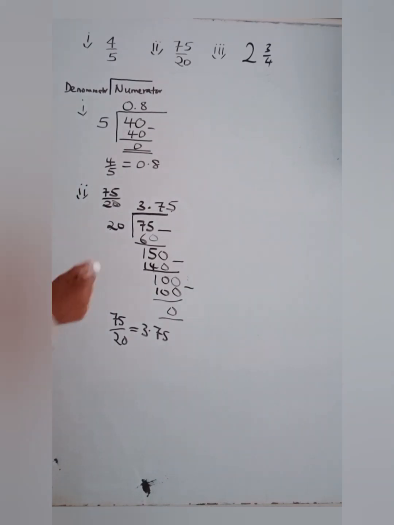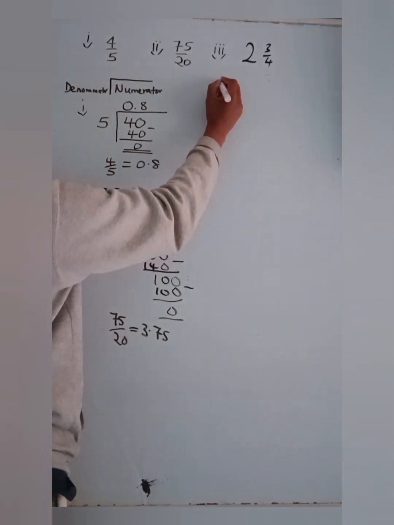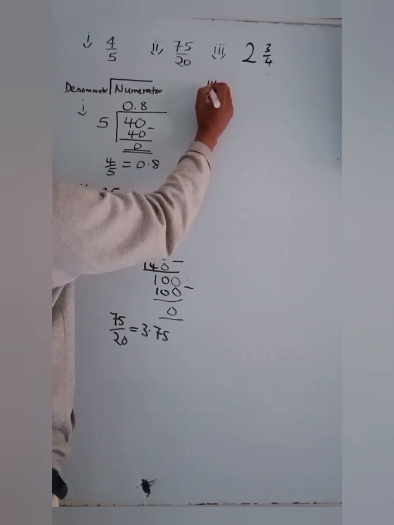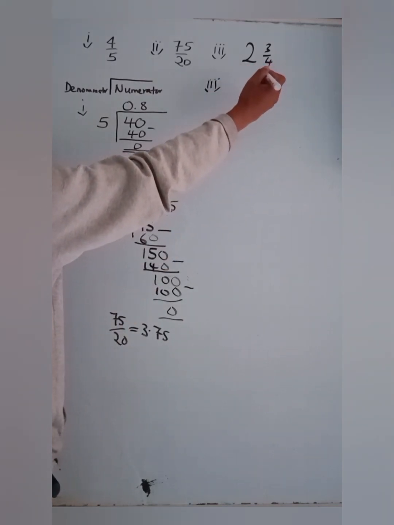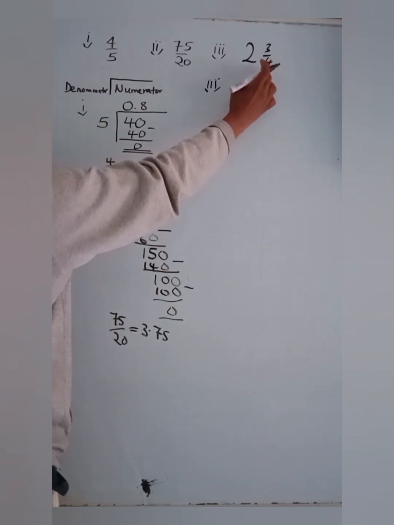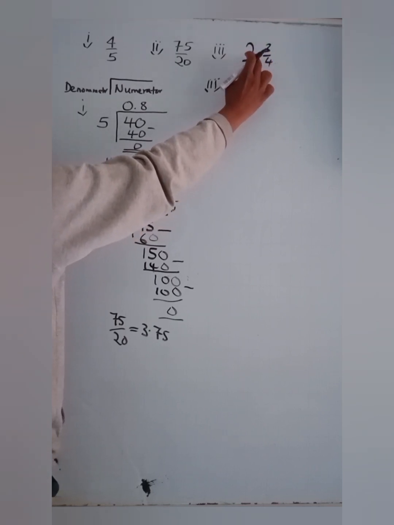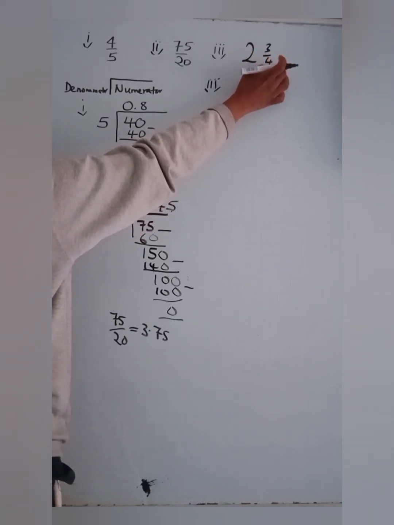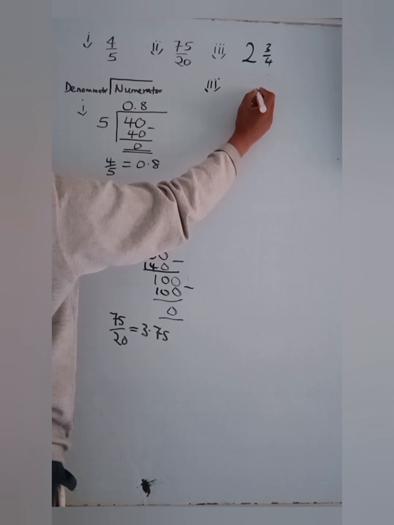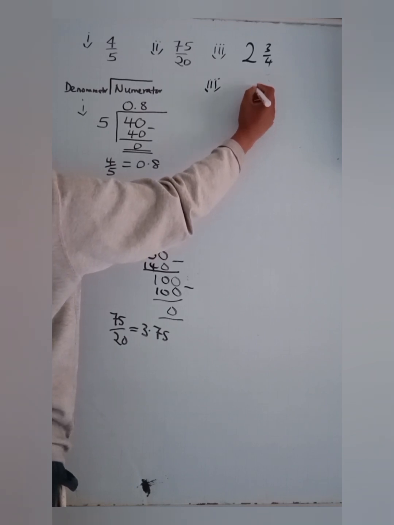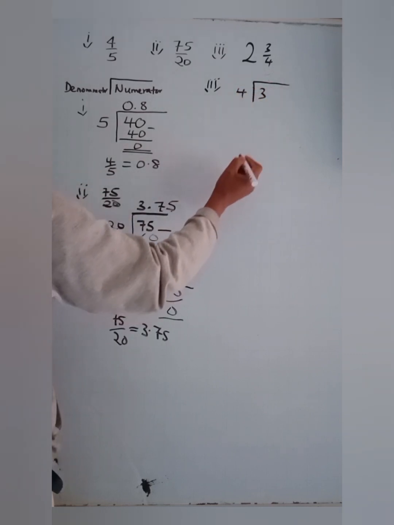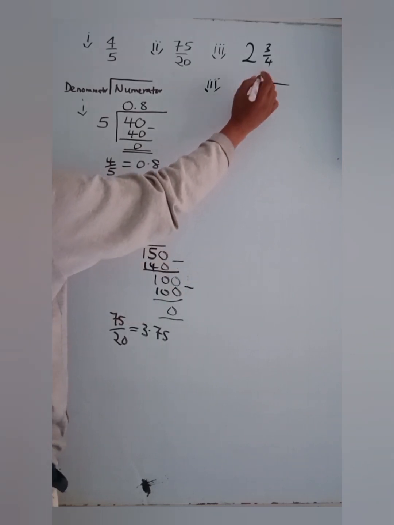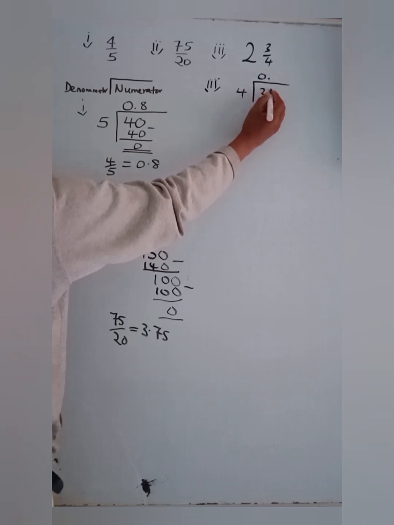The third question is this one here. Let me do it here. We have 2 whole parts and 3/4. So there are 2 ways of working it out. The first one is where you first of all set aside the whole part and concentrate on the fraction part. So we shall take the fraction part, which is 3 over 4, and we write it like this. So the numerator is 3 and the denominator is 4. 3 divided by 4 is not possible. You write 0 point, then you add a 0 there.